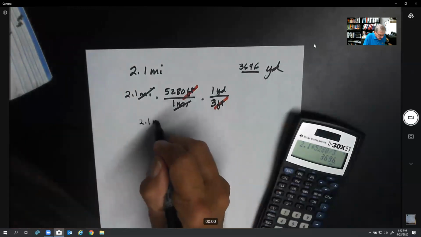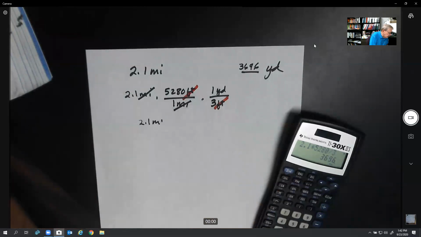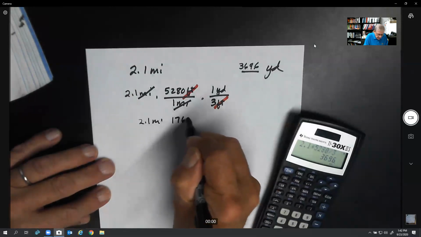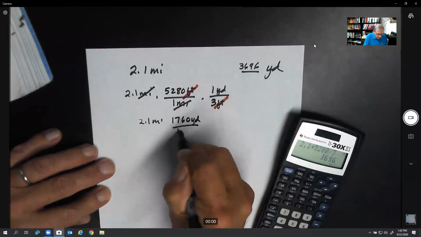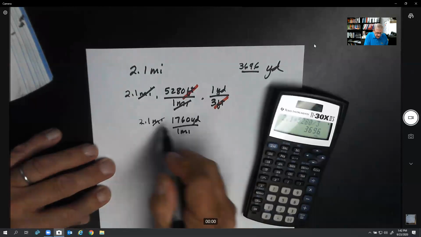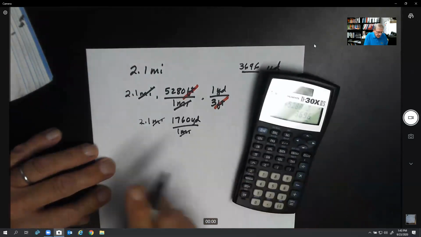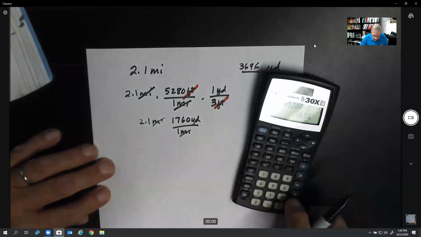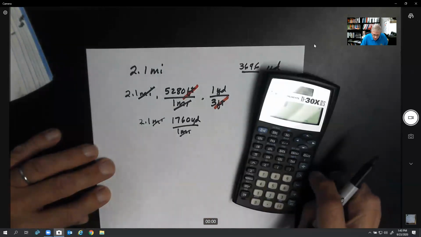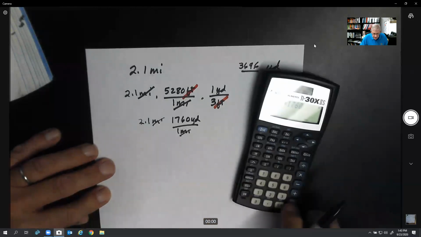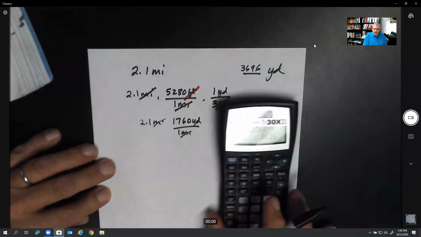2.1 miles, according to the book, if we look at this chart, is 1,760 yards, but I didn't know that. 1,760 yards is 1 mile. If we take 2.1 times 1,760, we're going from big miles to small, so we're multiplying, provided we had that number to multiply by. So you see, we get the same answer.